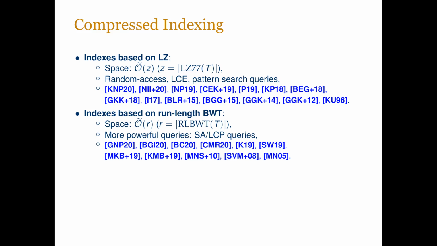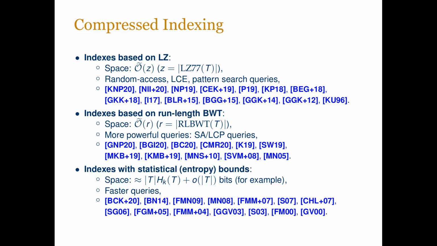The indexes based on the Burrows-Wheeler transform achieve, again up to logarithmic factors, space O of r, where r is the size of the output of run-length BWT compression. These indexes are more powerful than LZ indexes, since they can efficiently compute an arbitrary value from the suffix array or the LCP array. Lastly, there are indexes that achieve entropy bounds. The space usage is the length of the text times the kth order entropy of T plus a term that is sublinear in the text length. These indexes are even more powerful than the BWT-based indexes.